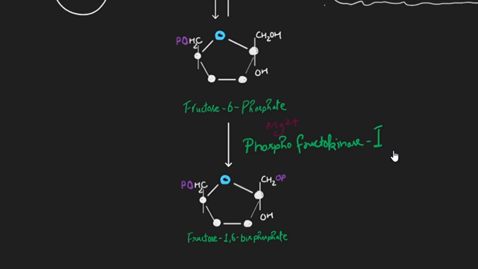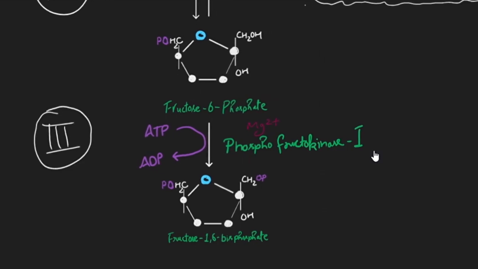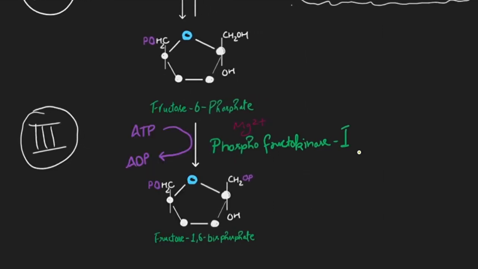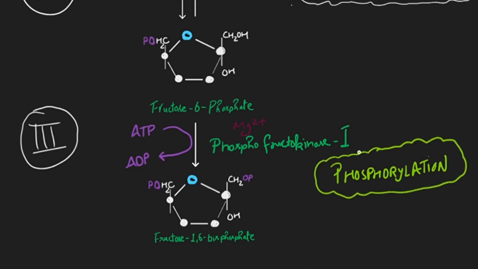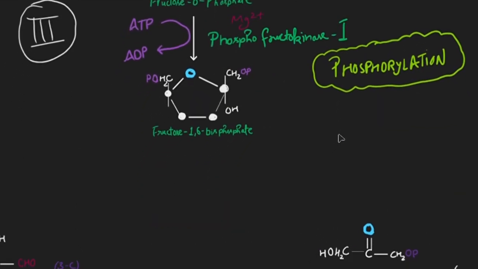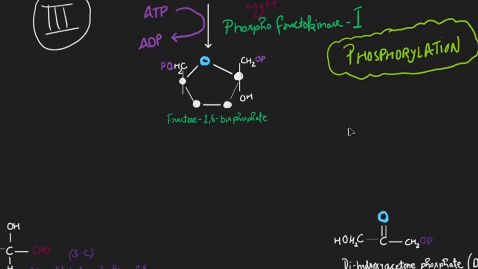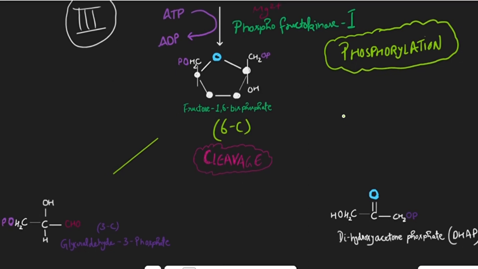PFK stands for phosphofructokinase 1, and also because this is a kinase, यहाँ पे phosphorylation हो रही है. This process is called phosphorylation and it will lead to the formation of fructose 1,6-bisphosphate. After that, fructose 1,6-bisphosphate will cleave. The next step occurring here is the cleavage of fructose 1,6-bisphosphate in the presence of enzyme aldolase and zinc 2 positive ion.